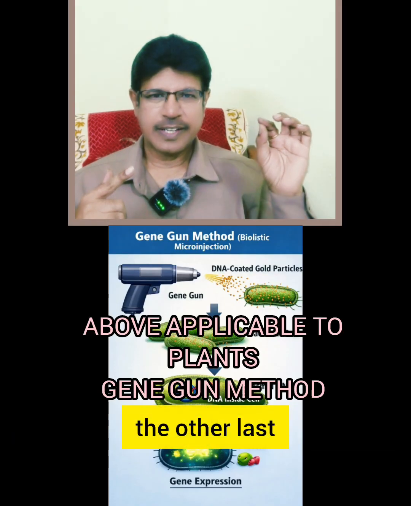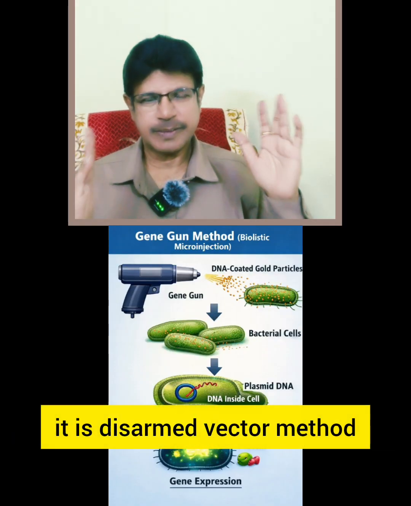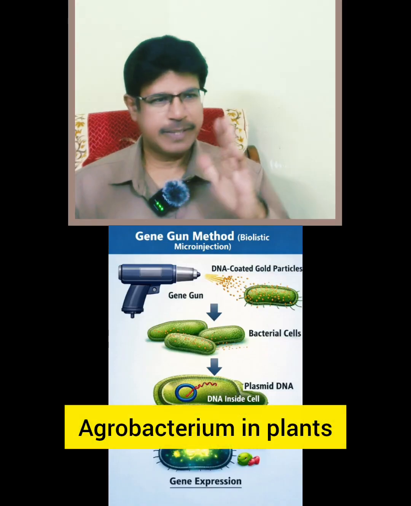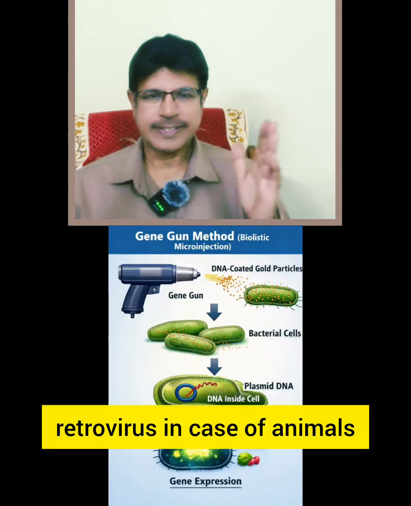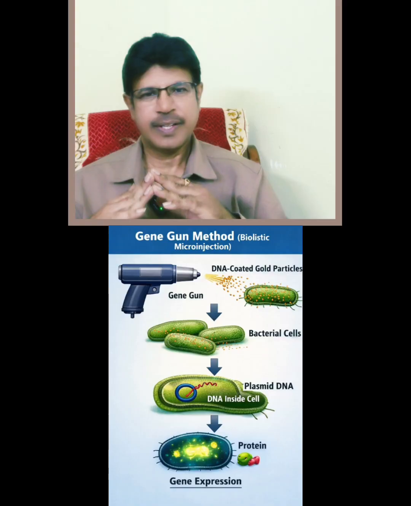Next, the last one is the disarmed vector method: Agrobacterium in plants, retrovirus in the case of animals.